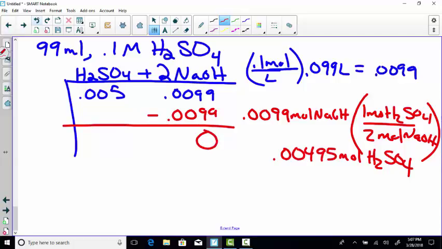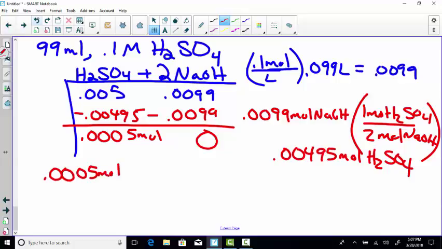So this is still going to decrease by 0.0099. Okay, all of that goes away. This is going to decrease by 0.00495, leaving me with 0.0005 moles. So we still have moles of H2SO4 left. So the moles of H2SO4 that are left, 0.0005, are now in 50 plus 99 milliliters of water.